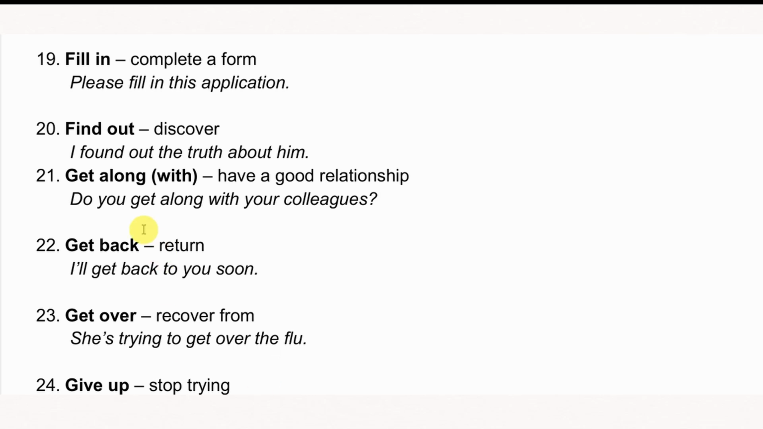20. To find out. To find out, this is to discover. For example, I found out the truth about him. I discovered the truth about him. To come to know. When you say you find out or you discover, it means you know something that you didn't know before.